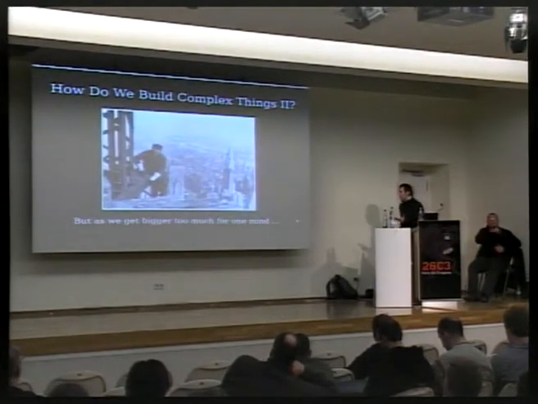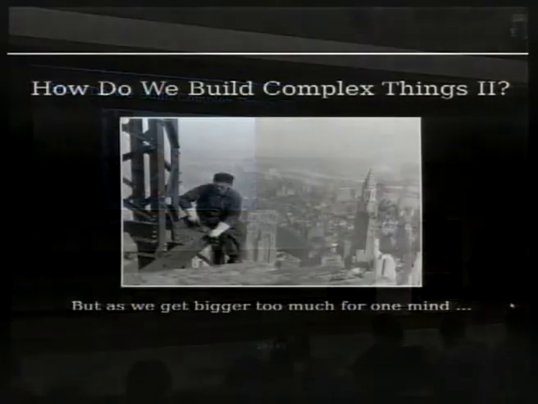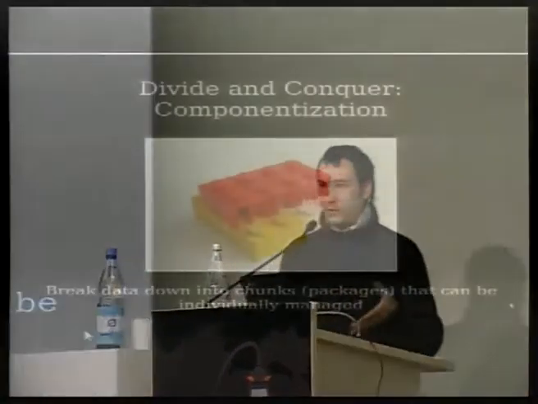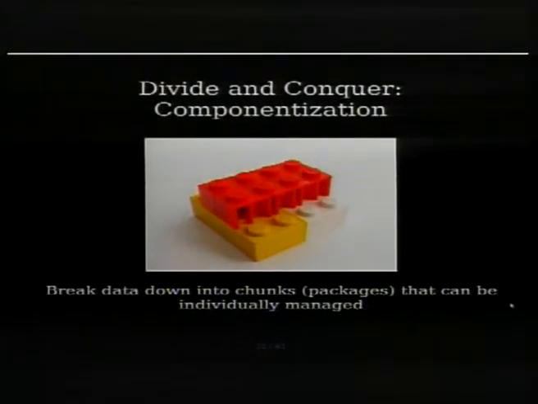But what about the Empire State Building? When we build bigger stuff, it gets more complicated. Is the architect telling that guy exactly what to do? Probably not. It gets too much for one mind. So how do we deal with this? We divide and conquer, right? We break down complicated problems into small parts that I can deal with.